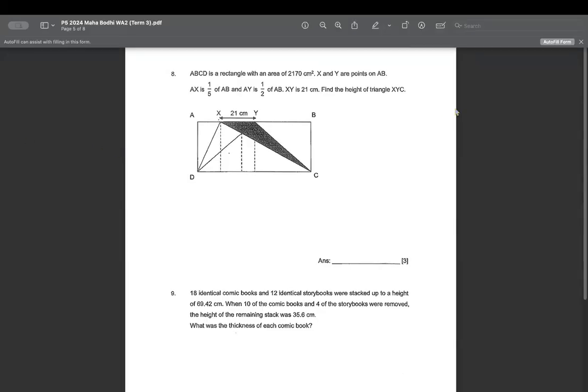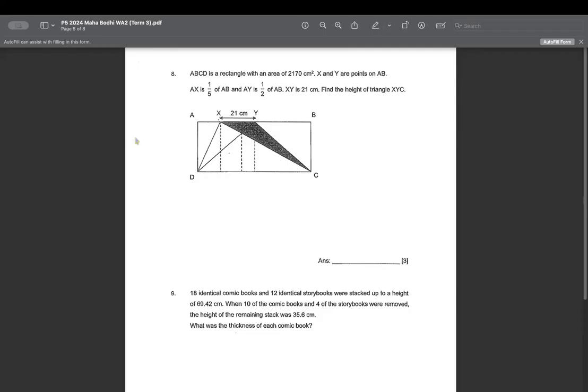Question 8. ABCD is a rectangle with an area of 2,170 square centimeters. X and Y are points on AB. AX is 1/5 of AB and AY is half of AB. XY is 21 cm. Find the height of triangle XYC.